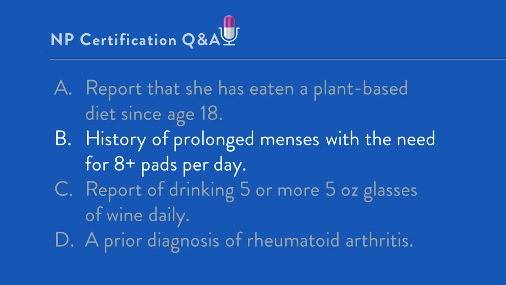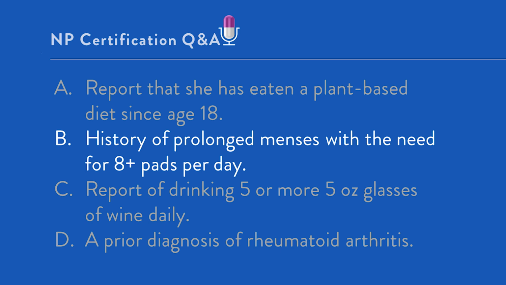Now, how about option C, the report of drinking 5 or more glasses of wine per day? You'll notice in this, a glass of wine is quantified at 5 ounces, and that is considered to be the standard, if you will, dose of wine. A standard drink is considered to be 12 ounces of beer, 5 ounces of wine, or 1.5 ounces of hard liquor, like rum, vodka, something along those lines. And all three of those have the equivalent amount of alcohol in them.